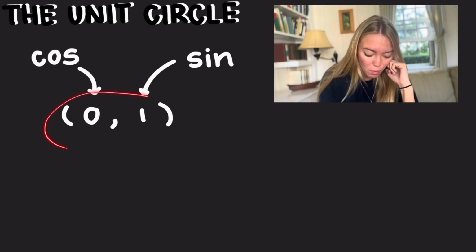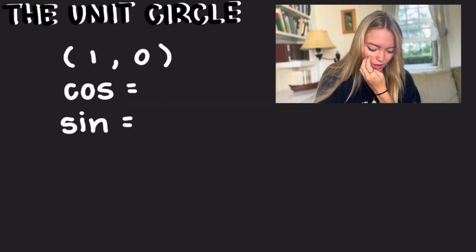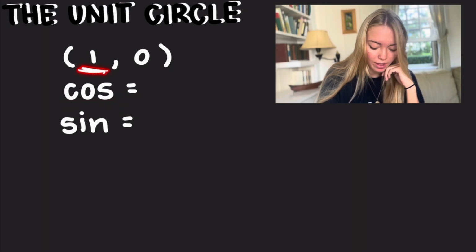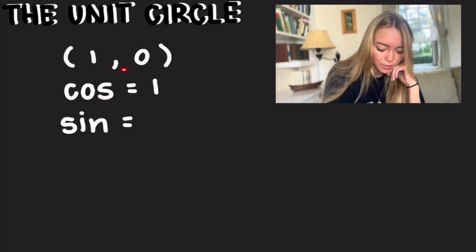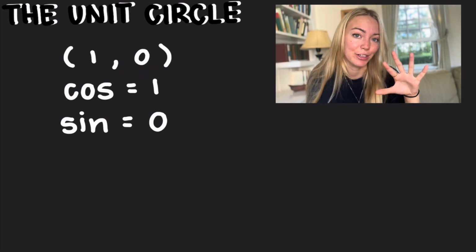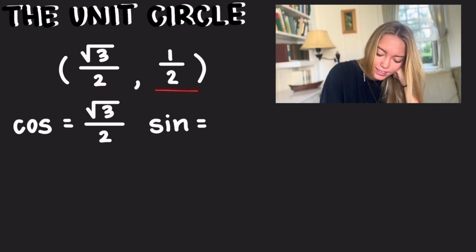So they give you a point on the unit circle. This is cosine and this is sine. All right, let's try this one. Cosine is again whatever's in this slot, which is 1, and sine is whatever's in this slot, which is 0. It's literally this easy. I'm not tricking you. All right, try this one. Again, whatever's in here is cosine, and whatever's in here is sine.